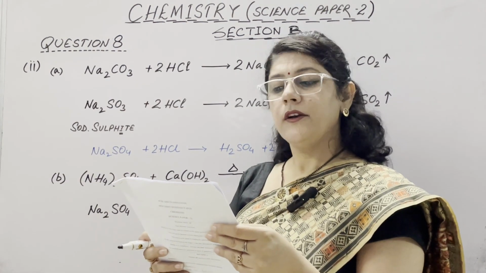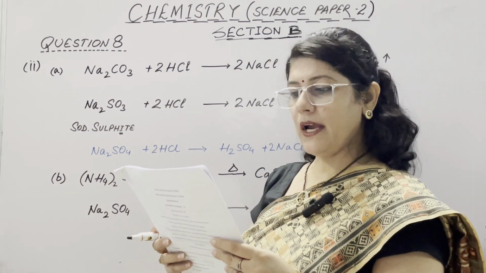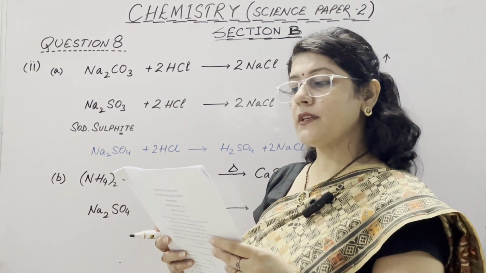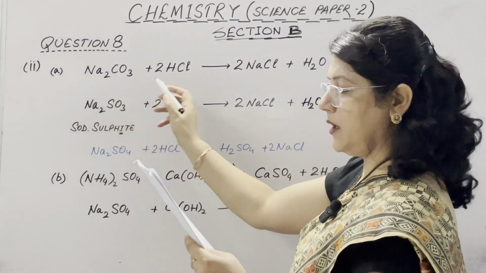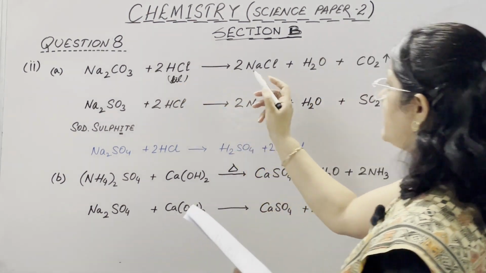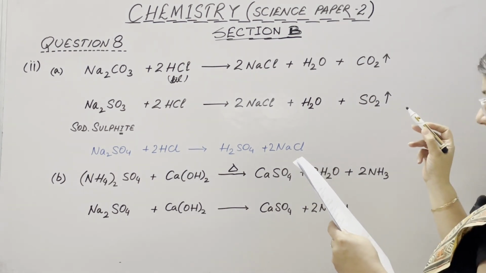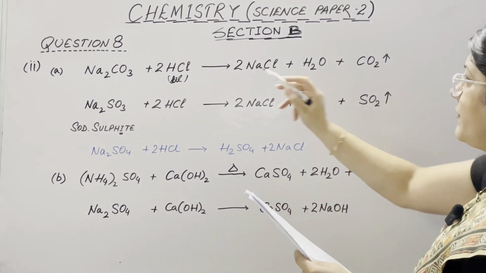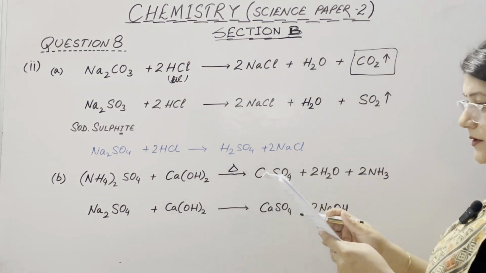In the second part, distinguish between the following as directed. First is sodium carbonate and sodium sulfate by using dilute HCl. So sodium carbonate, Na2CO3, with dilute HCl, NaCl is produced, water, and along with it carbon dioxide gas is produced. So in this case, if we treat with dilute HCl, then carbon dioxide gas is formed.